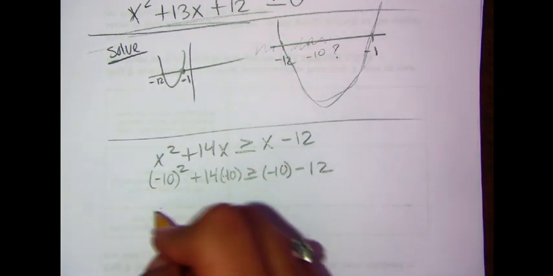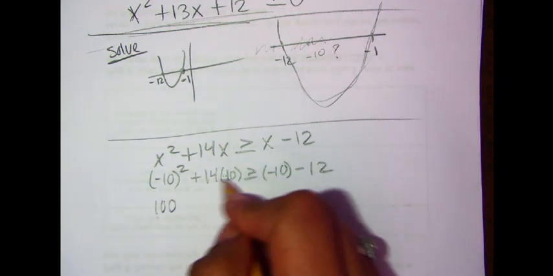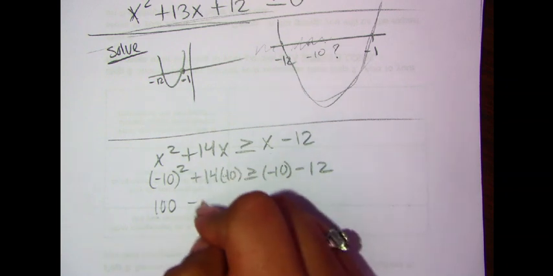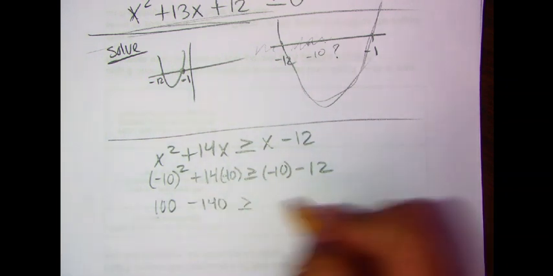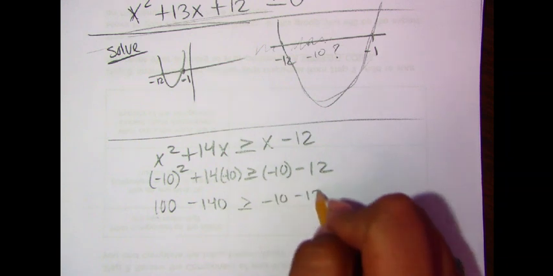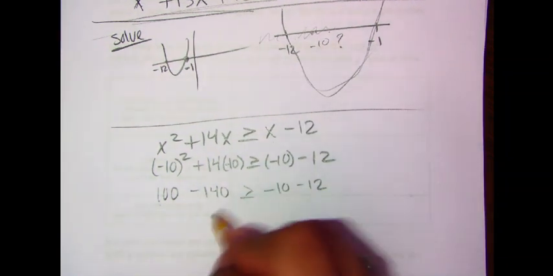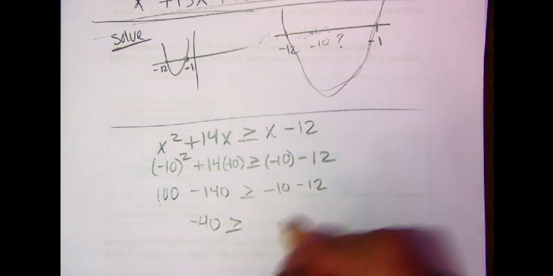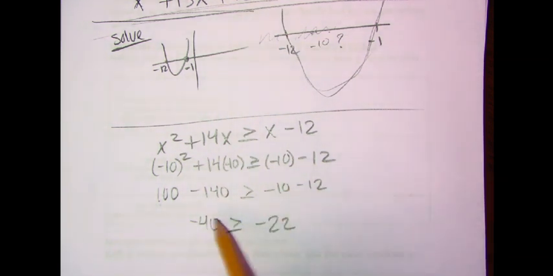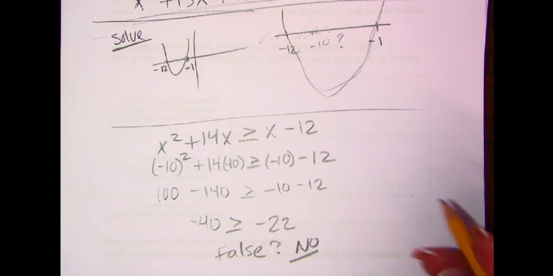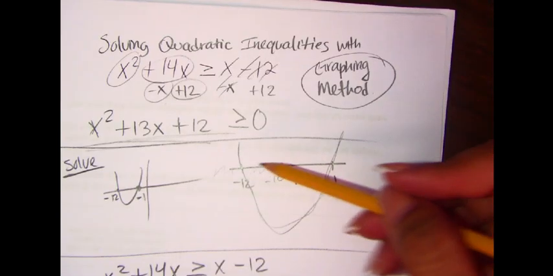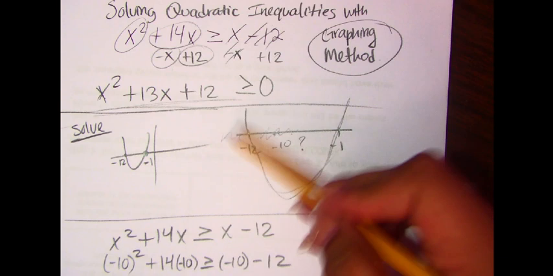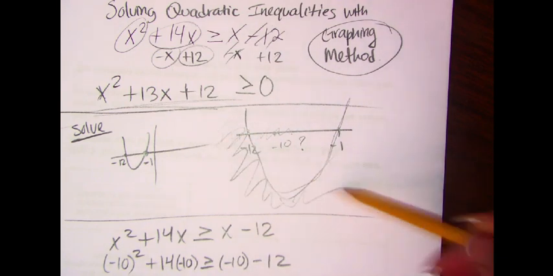So -10 squared, that's 100. And we're going to multiply 14 times -10, that's -140. Here we just have -10 minus 12. 100 minus 140, that's -40. And -10 minus 12, that's -22. So is -40 greater than or equal to -22? That's false. That's no. Which means that we are not including the solutions on the inside of this parabola. Everything on the outside of that parabola is where the solutions are at.